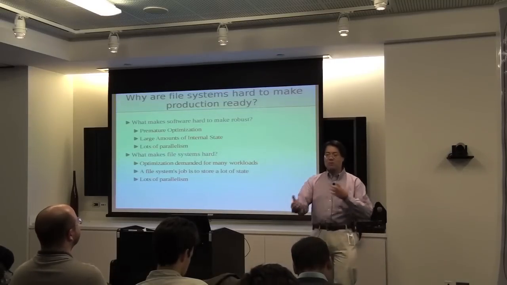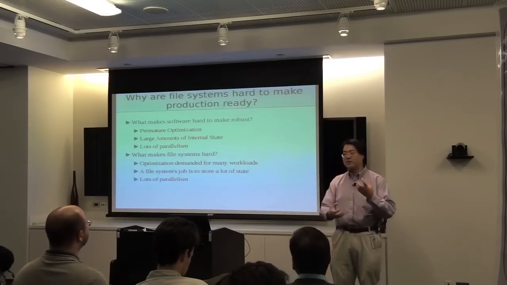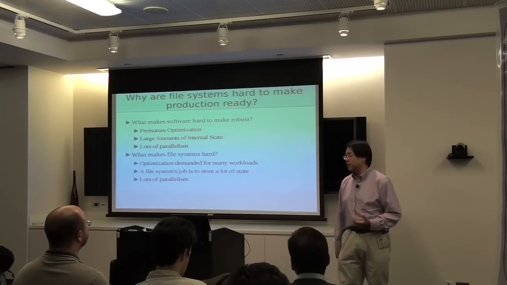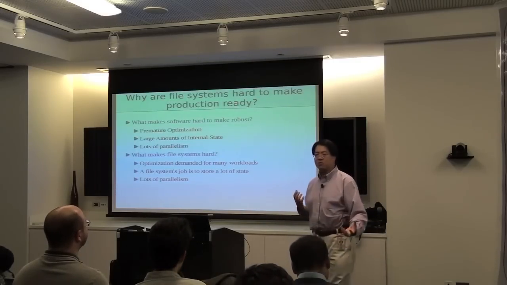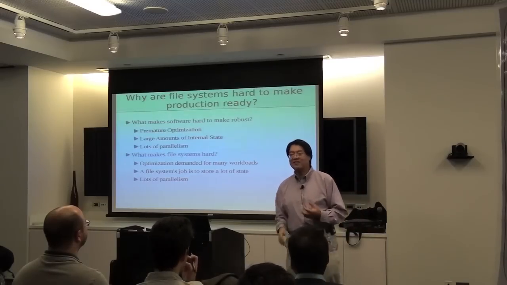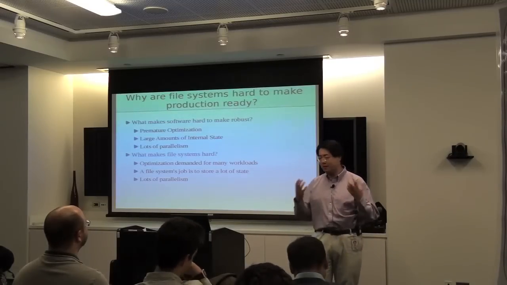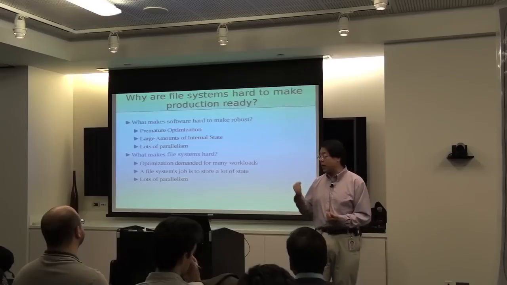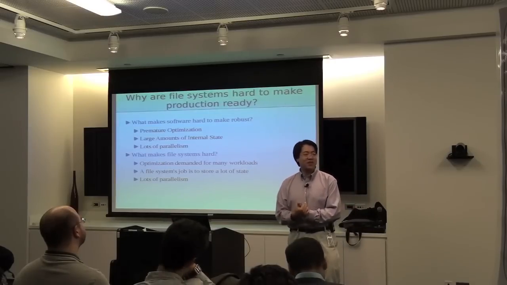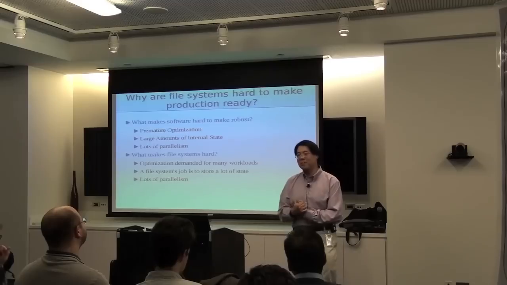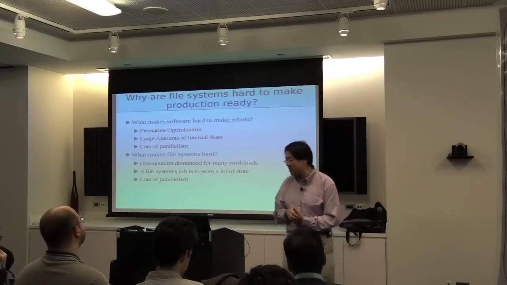People like to use file systems for lots of different things, so we're always being asked to optimize for many, many different workloads. In general, file systems are supposed to be good at everything. I'll talk later about why maybe that isn't such a good thing to aim for, but it is what we traditionally try to do. File systems, by definition, are supposed to store state, which means we have an awful lot of it. Terabytes, in fact, of state sometimes.